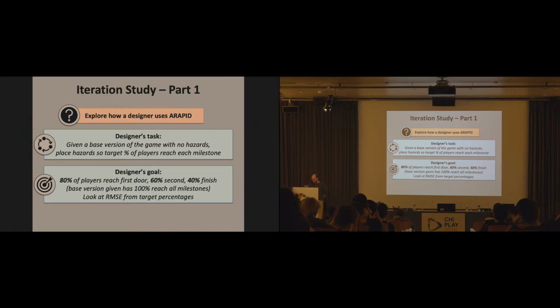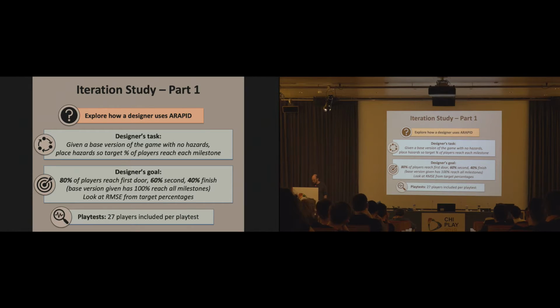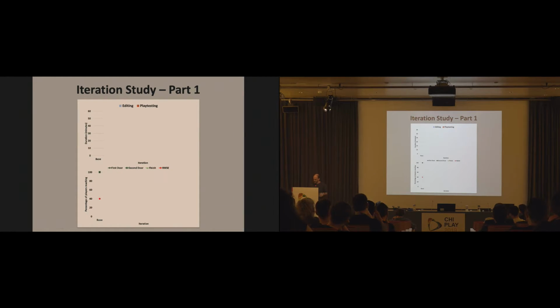So we can look at how well the designer was doing by looking at the root mean squared error, or RMSE, from these target percentages, which is basically just the difference between the percent of players who actually reached each of these milestones and how many we wanted to. So lower is better. And for each of the playtests, we included 27 players in each round of iteration and playtesting. So as a summary, we can look at what the designer did at a high level by looking at the time that was spent on different parts of the iterations, as well as the percentages of players who reached the milestones and the RMSE.